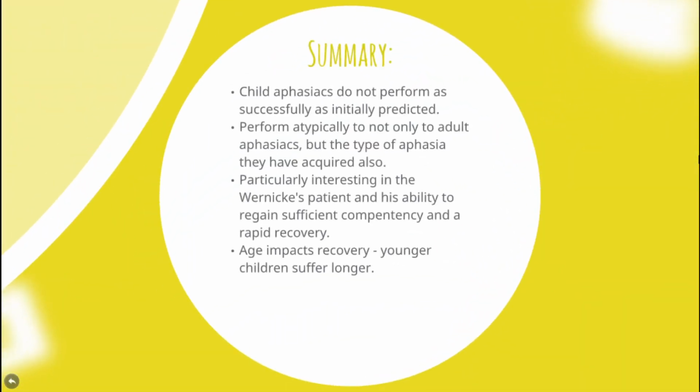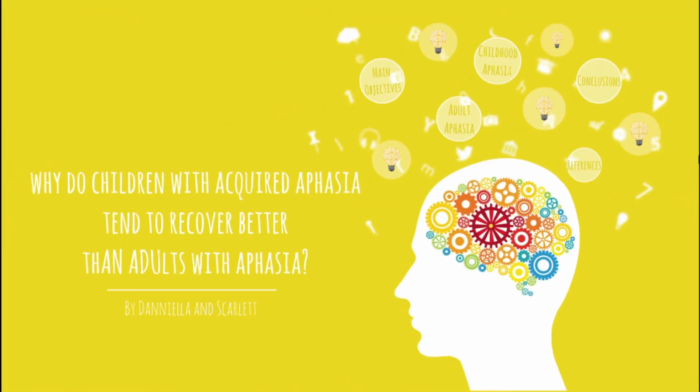From the 2 given case studies, it may be deduced that child aphasiacs do not perform as successfully or typically as initially predicted. Though there is a clear organisation of language within the brain, this does not necessarily mean that the affected areas will perform the way they commonly would. We see this in the Japanese patient, wherein his comprehension was atypically recovered in rapid time also. We see this in the Italian patient, that age does indeed impact recovery, but not in the way that was originally thought. It appears that those who acquire aphasia younger suffer for longer.